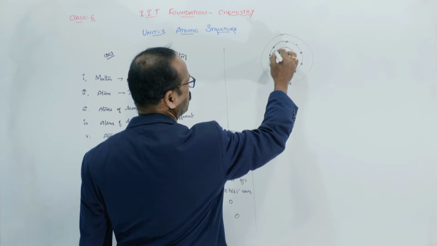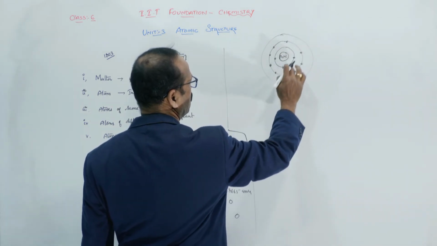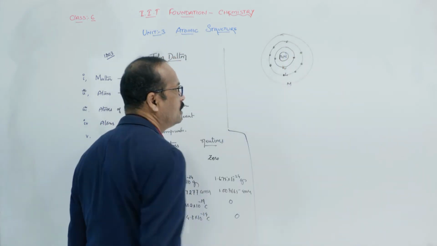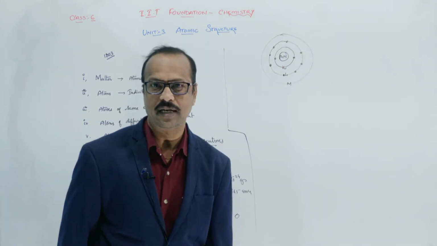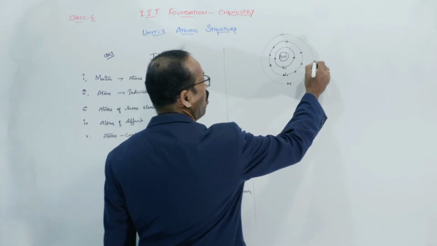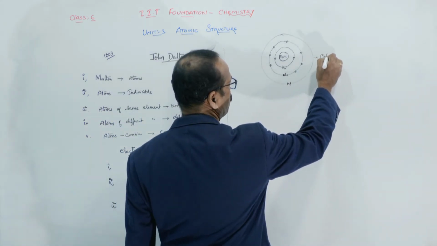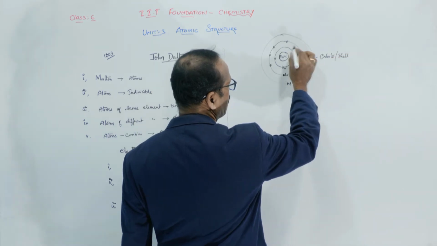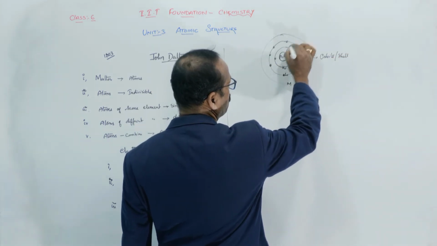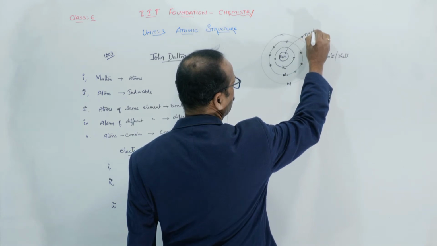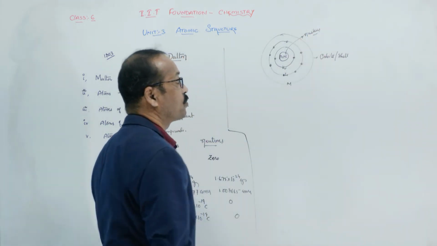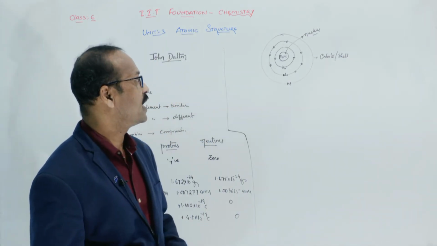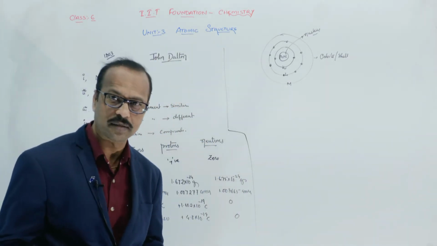1, 2, 3, 4, 5, 6, 7, 8, 8 only. So electrons revolve around the nucleus in specified circular paths, and these are called orbits or shells. What are they called? Orbits or shells. So these electrons will be revolving, and here is the nucleus. What are there in the nucleus? Protons and neutrons are present in the nucleus, and electrons are revolving around the nucleus in the various orbits, right?